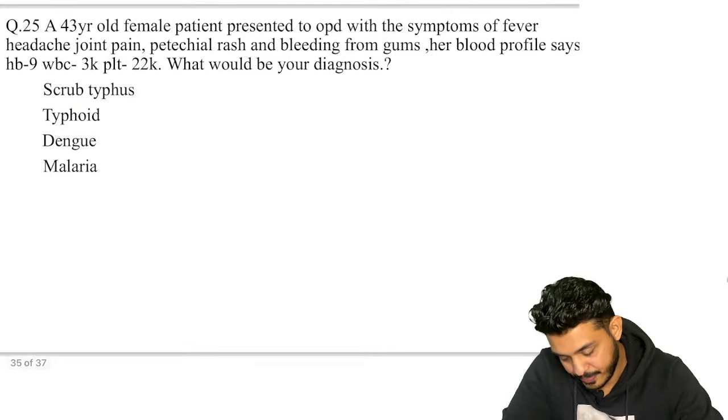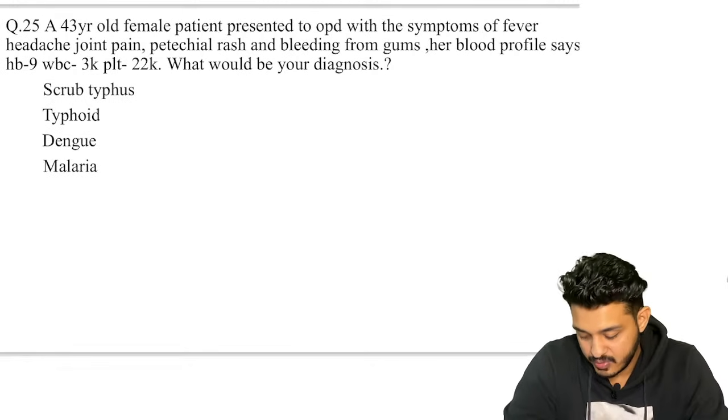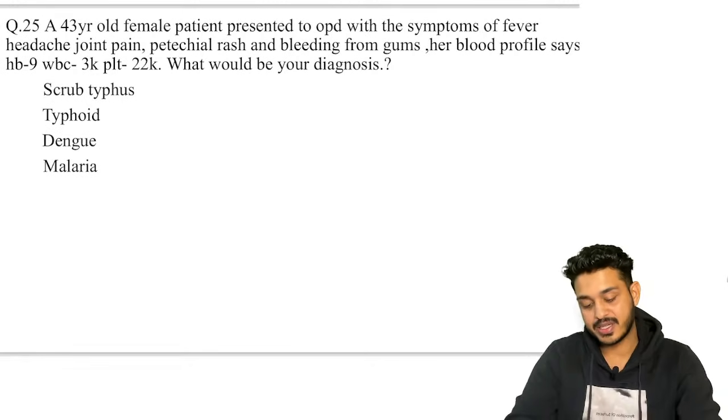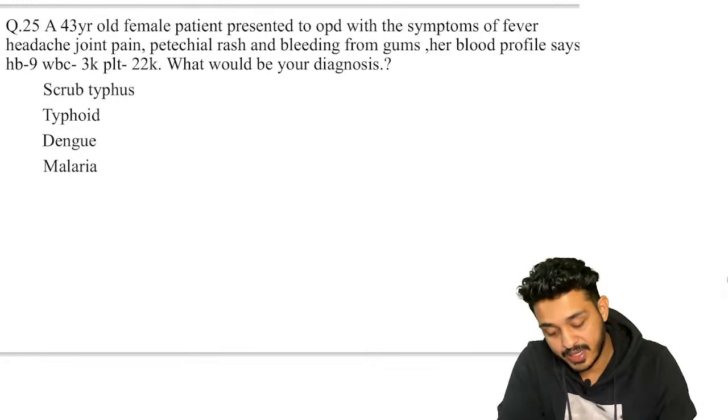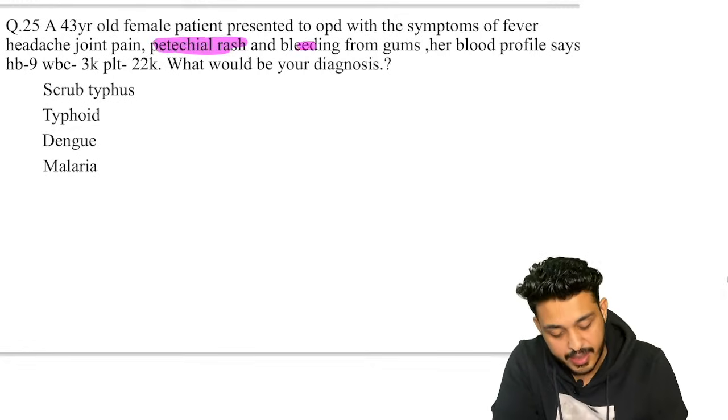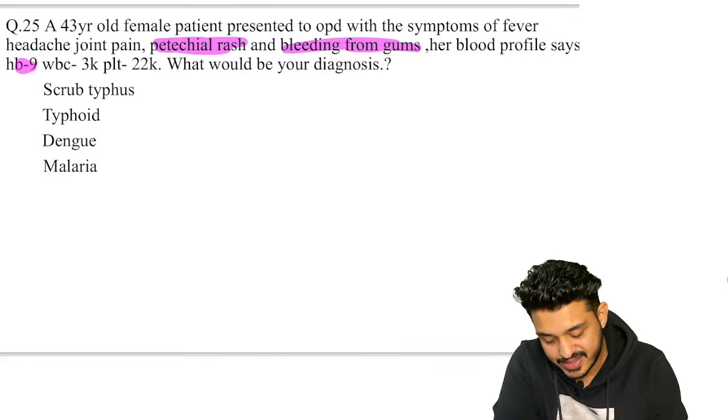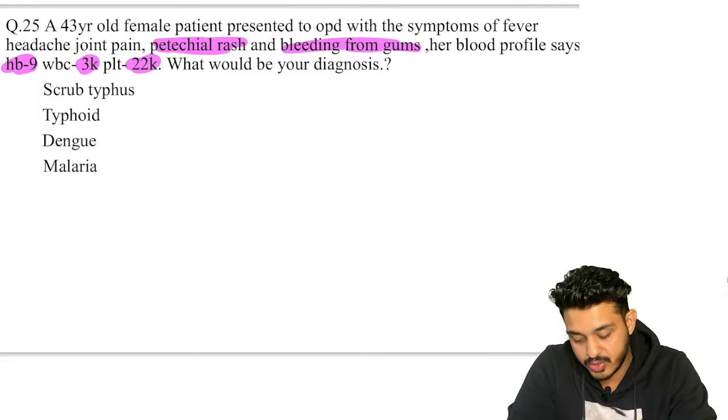Next question. A 43-year-old female patient presented to OPD with the symptoms of fever, headache, joint pain, petechial rash, and bleeding from the gums. Her profile says hemoglobin is 9, WBC 3000, and platelet count is 22,000. What is your diagnosis?